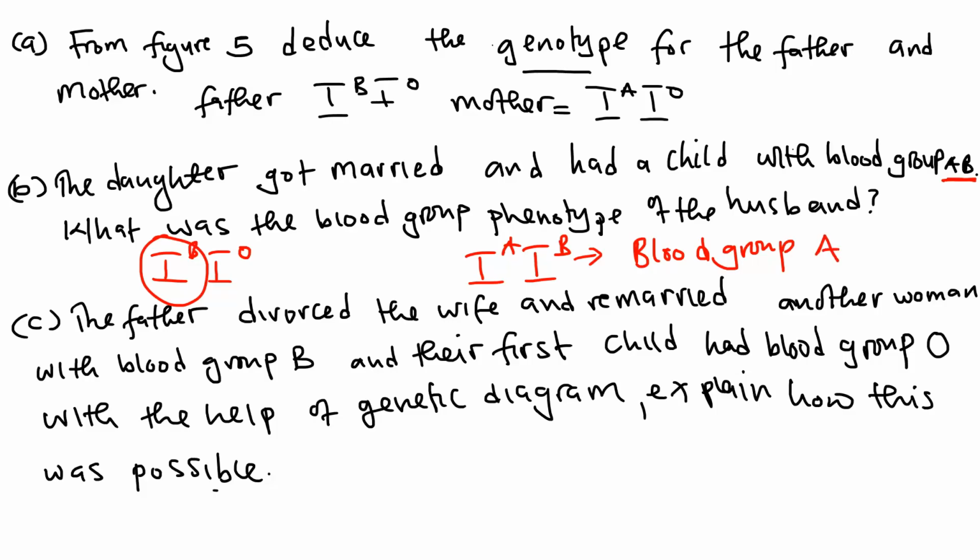So now, the possible blood group of the father is blood group A. Blood group A is AA or AO, so he can contribute A and make AB. Or the blood group of the father was AB, which means this A can be contributed there. So it's either blood group AB or blood group A. These are the possible blood groups of the father.